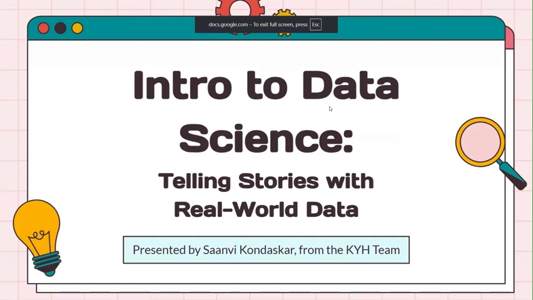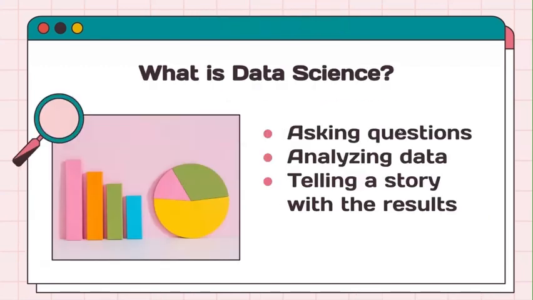Okay, so we're going to start with an introduction to what data science is. Data science is basically the process of asking a question, gathering and analyzing data, and sharing what you find. It's used in so many places, from tracking climate change to designing social media algorithms, and even helping companies make better decisions.